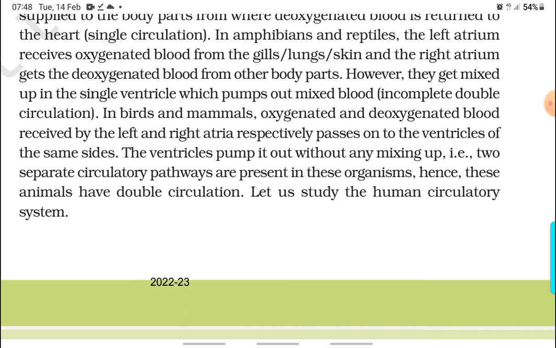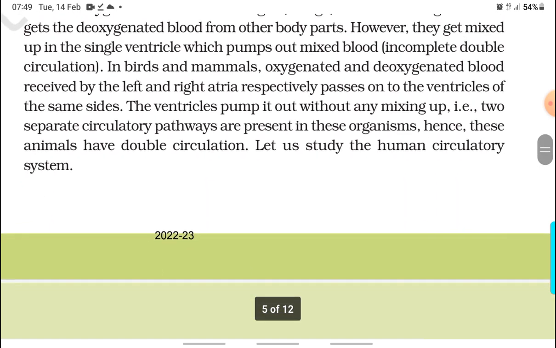In birds and mammals, oxygenated and deoxygenated blood received by the left and right atria respectively passes on to the ventricles of the same side. The ventricles pump it out without any mixing up, that is, two separate circular pathways are present in these organisms. Hence, these animals have double circulation.